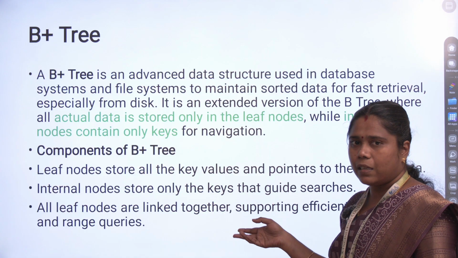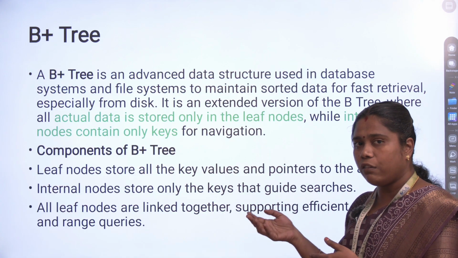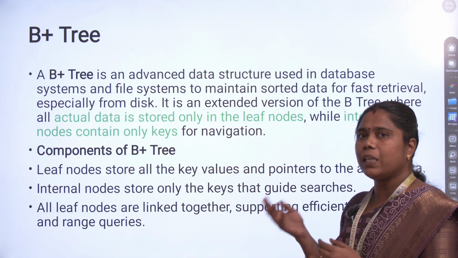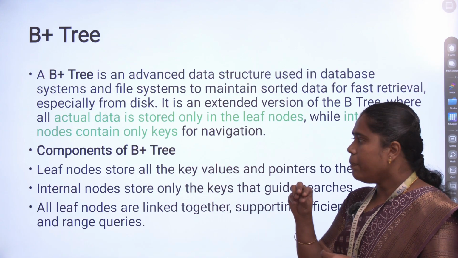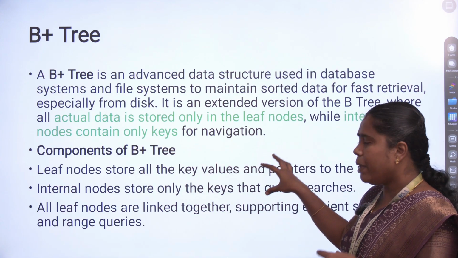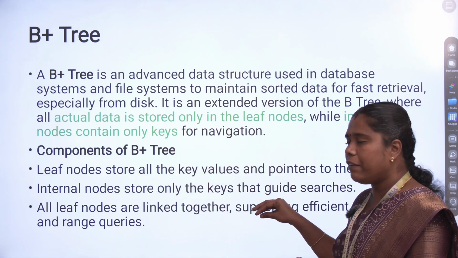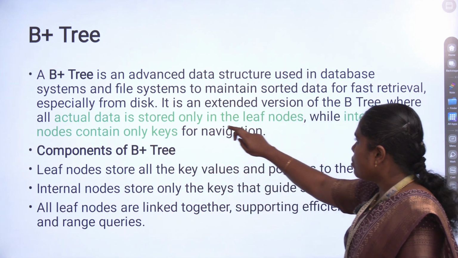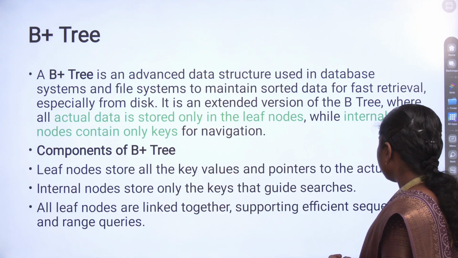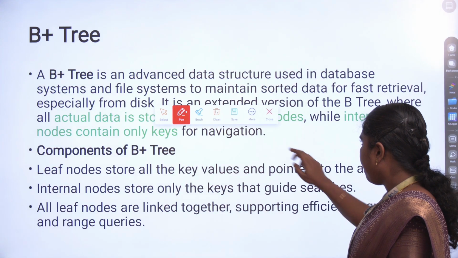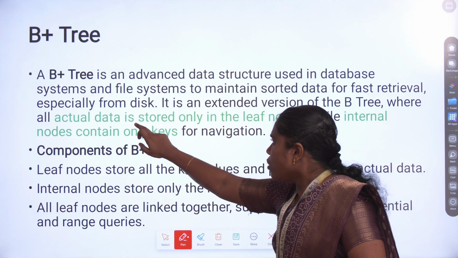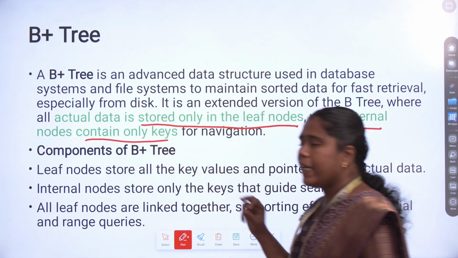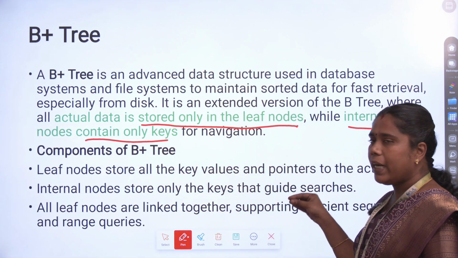So next is a B plus tree. This is next to that of a B tree. This is an advanced version of a B tree. So it is also an M-way search tree. The difference between the B tree and the B plus tree is that in the case of a B tree, we'll be having only the key values. But in the case of a B plus tree, in order to improve the efficiency, you will be having index values. So here the key values, all the actual data, will be stored only in the leaf nodes, but the internal nodes will be containing the index values. So the index for the key will be provided in the internal node.